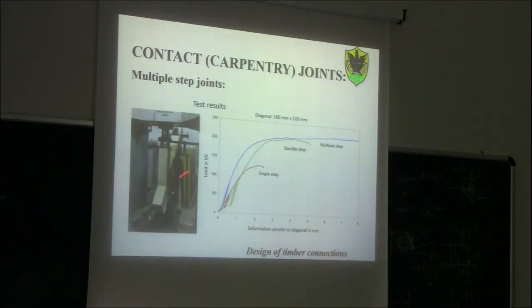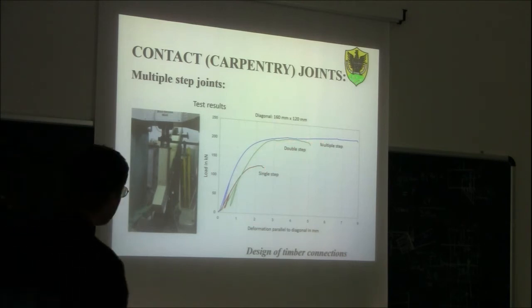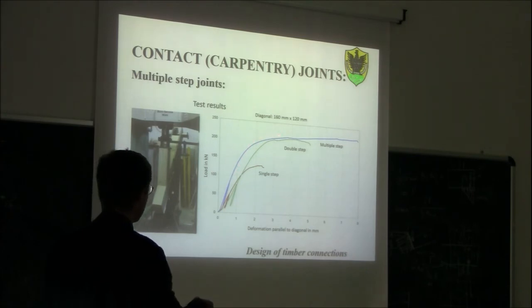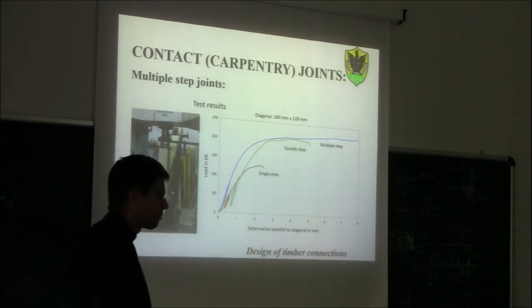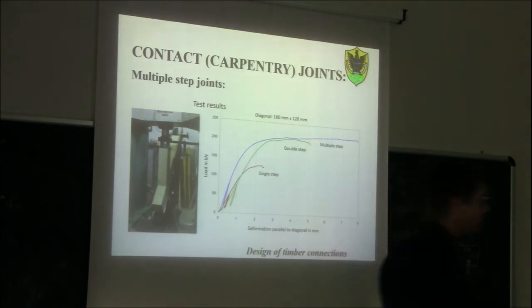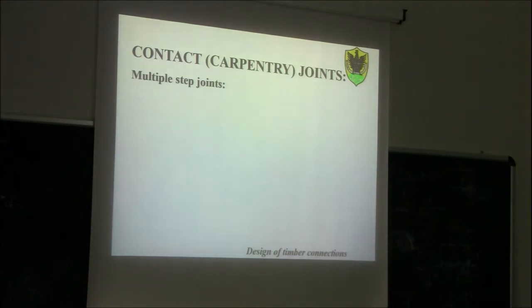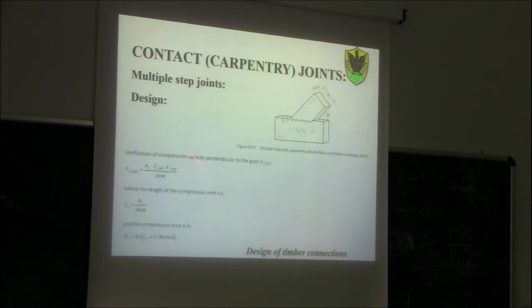I was saying before they did some experimental tests in Germany. Same configuration, so same model if you want. In one case they use a single step, same cross section, one single step, double step and multiple step. As you can see, the double step is much better, and with the multiple step, the strength is more or less the same, but the results are much tougher. So the behavior is better. In this case, the design is quite simple. You can see here some formulas.